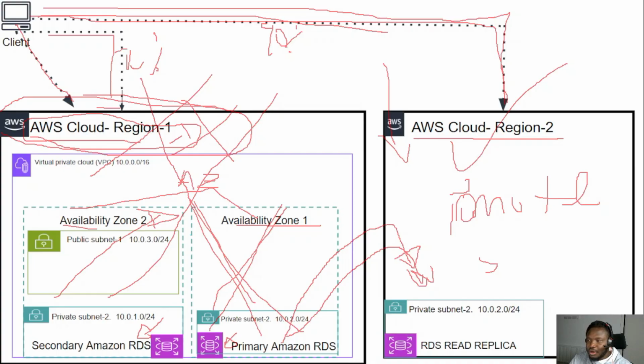Okay, so I'll be moving to the AWS Management Console to show you how you can create a read replica and promote it in case there is an issue.